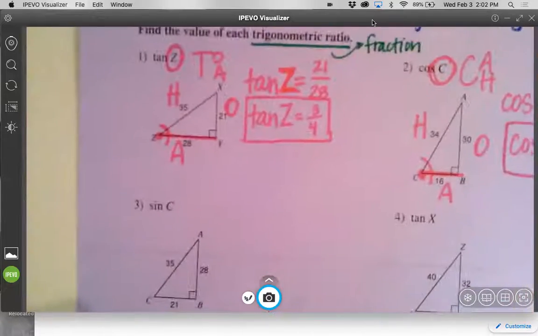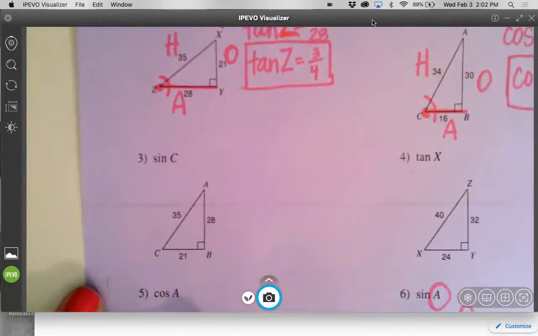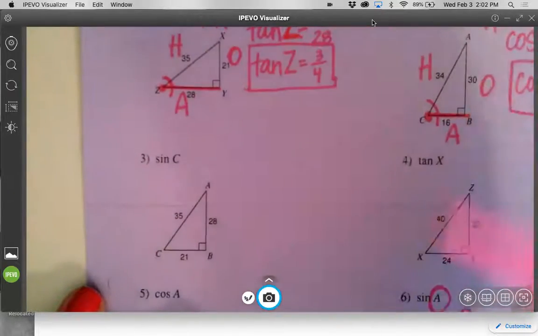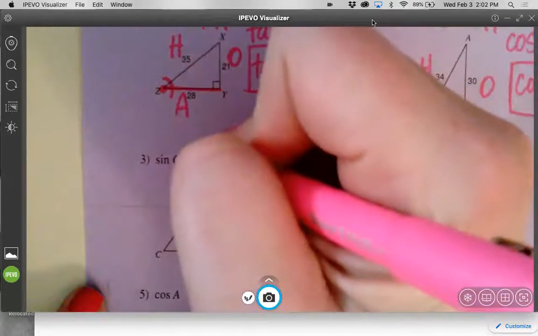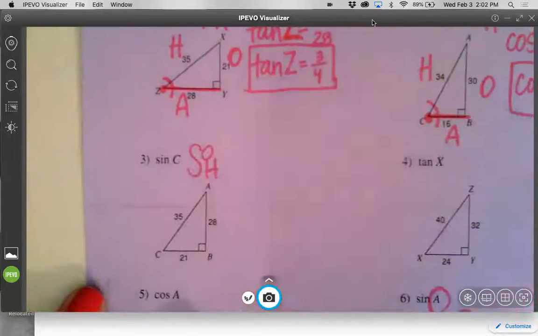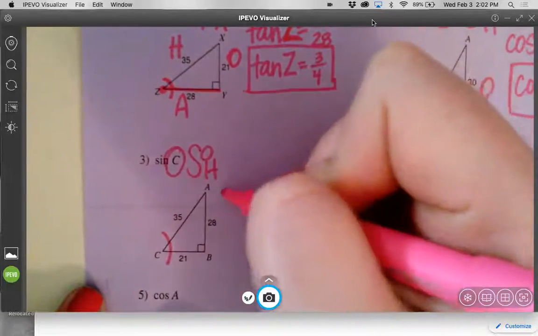So let's try sine of c, number 3. Now we haven't labeled this one, so I'm going to leave it up to you if you want to label them first or if you want to set up your problem first. But you're doing SOHCAHTOA with angle C, just right there.